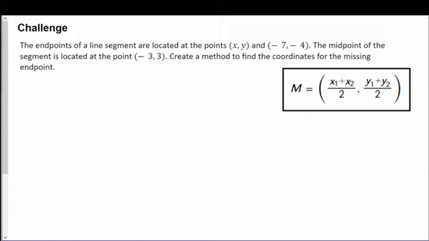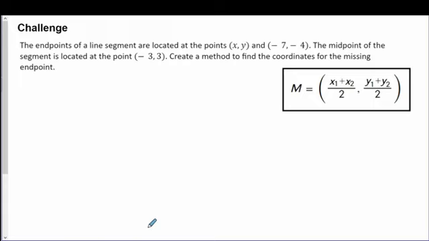Okay, consider this challenge problem. The endpoints of a line segment are located at the points (x, y) and (-7, -4). The midpoint of the segment is located at (-3, 3). Create a method to find the coordinates for the missing endpoint. So here we are missing one of the endpoints. We know the midpoint and one of the endpoints, but one of the endpoints is missing. We can still use our midpoint formula to help us find our missing endpoint.